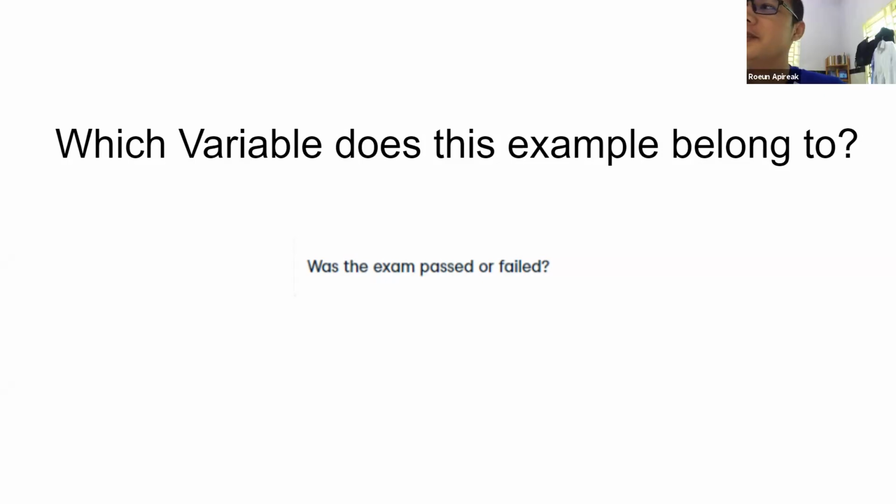I'm still confused sometimes between the meaning of continuous and categorical. Can you give me a tip to remember clearly? Can I distinguish between the meaning of continuous and categorical? Okay, one thing you could do is look at the vocabulary in the question.